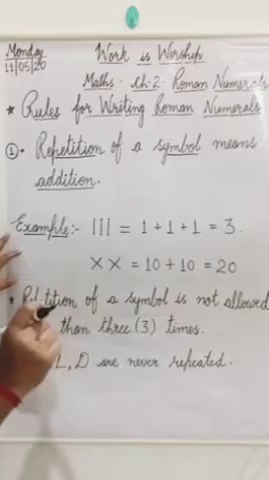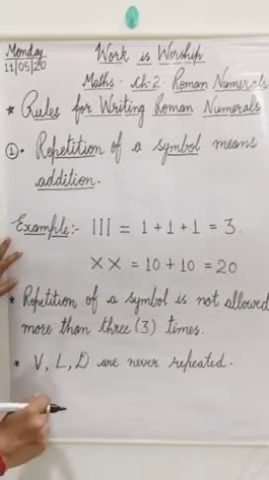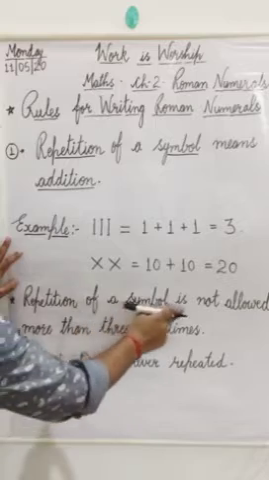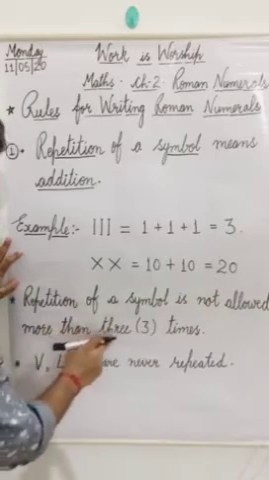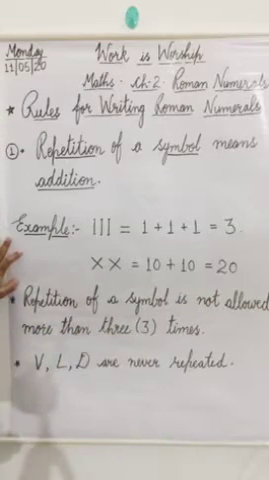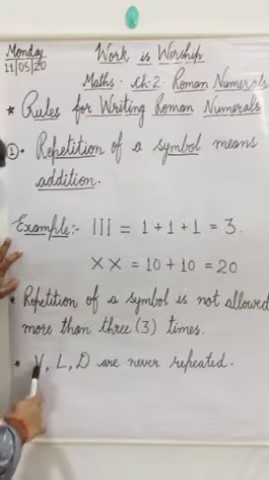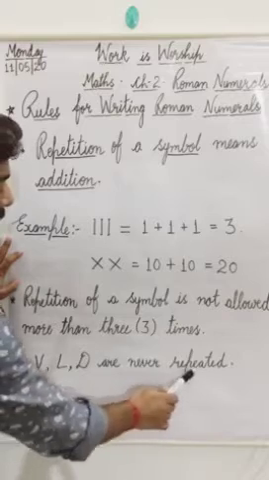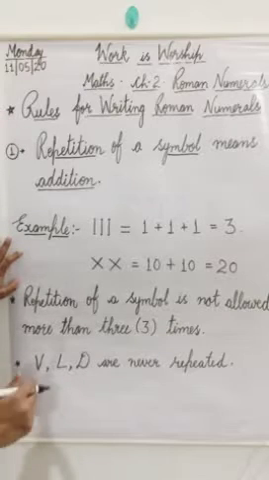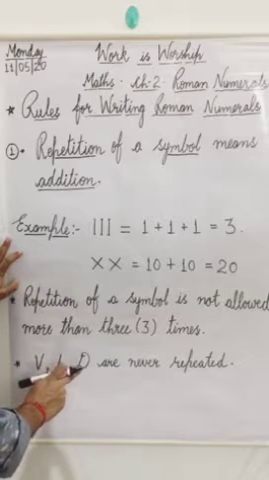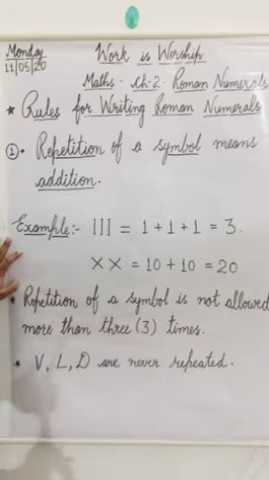Some points here which are very important to remember. Repetition of a symbol is not allowed more than 3 times. किसी भी symbol का repetition हम 3 times से ज़्यादा नहीं कर सकते. And V and D are never repeated. और जो symbols V means 5, L means 50 and D को हम repeat कभी नहीं करते हैं.